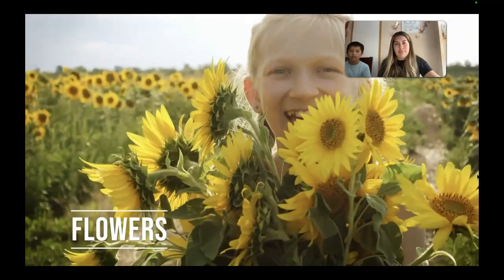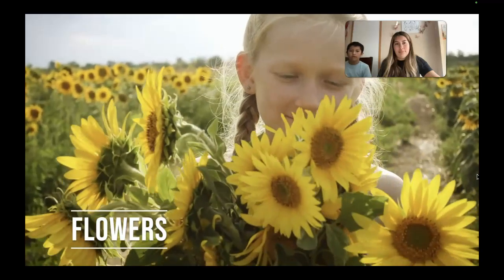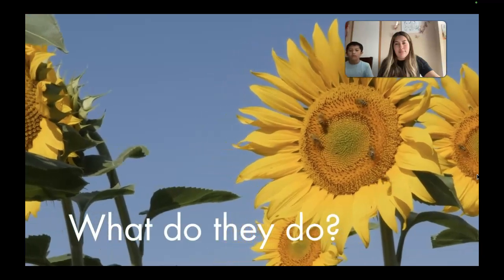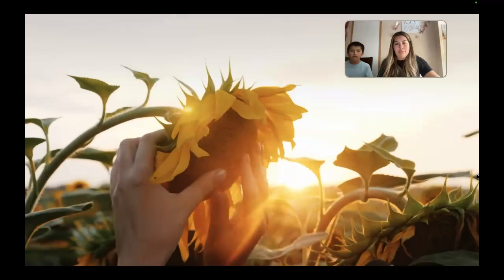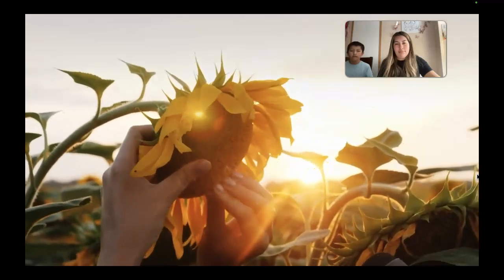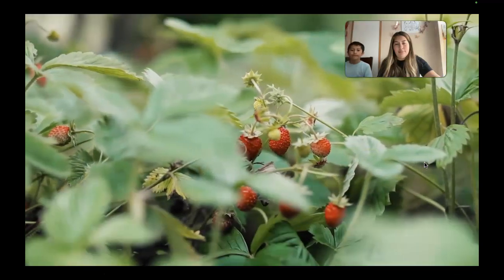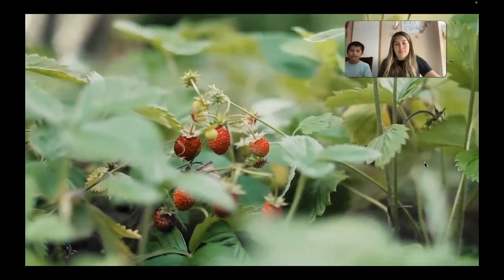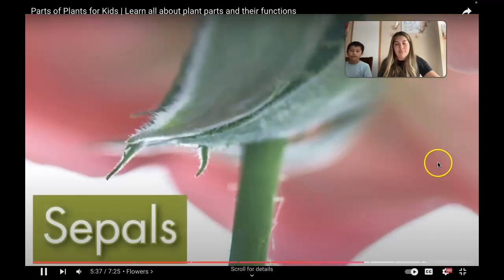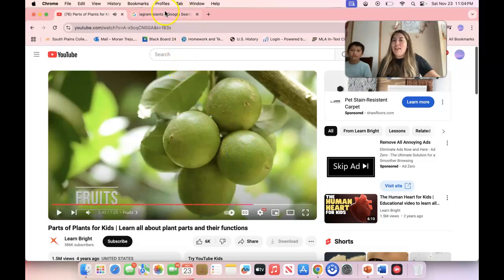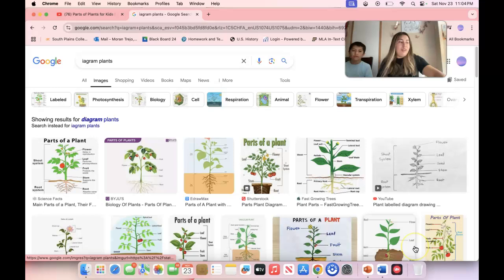What about flowers? We know they're super pretty to look at, often smell really sweet, and they attract bees. But what do they do? Well, flowers are the seed-making part of the plant, are used for fertilization so the plant can reproduce, and sometimes turn into fruits or vegetables. They're colorful so that pollinators like bees and flies are attracted to them. The part below the flower that protects the buds as they start to bloom is called sepals. What about fruit? This video is a great example that showcases all the parts of a plant.